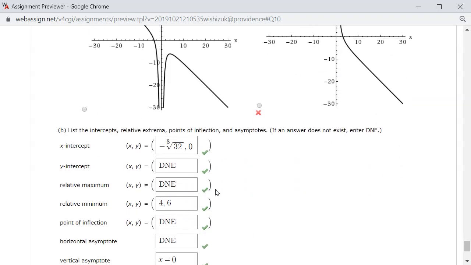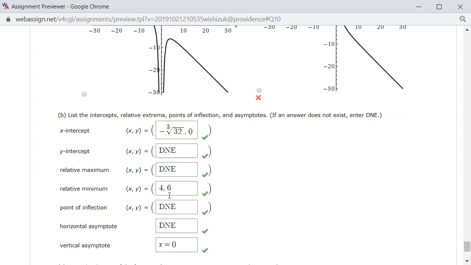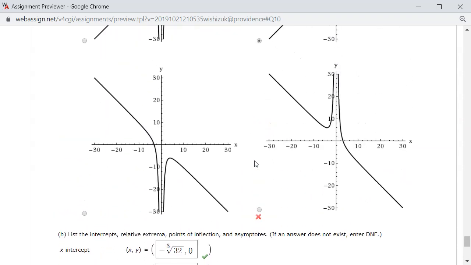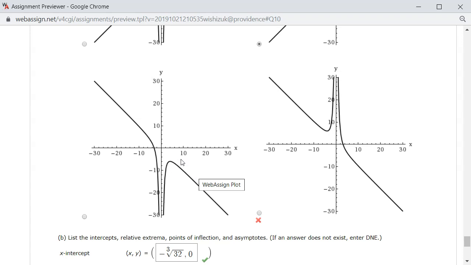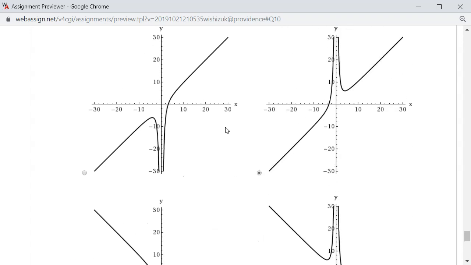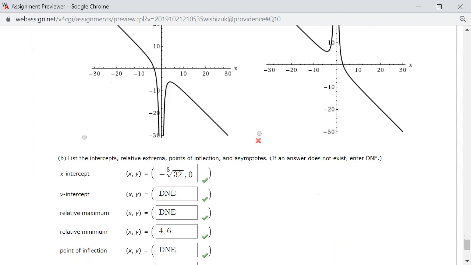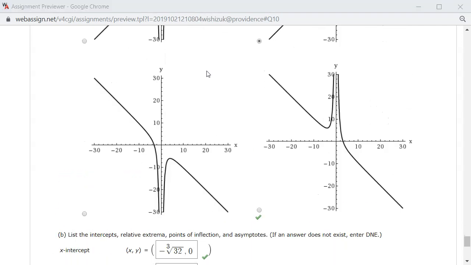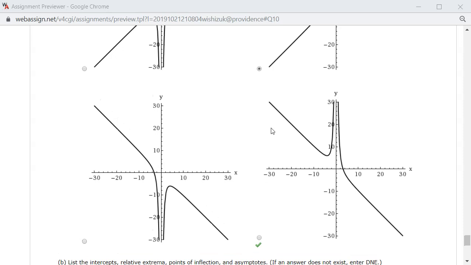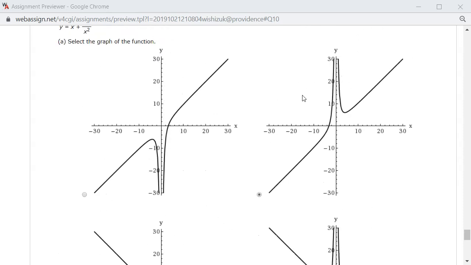right? And then we have a relative minimum at (4, 6). Relative minimum, so this seems like this is a relative maximum here. And here, this looks like (4, 6) where the minimum is, so this is the correct picture. So if you look at that, it came back and that looks like we got the correct picture as well.